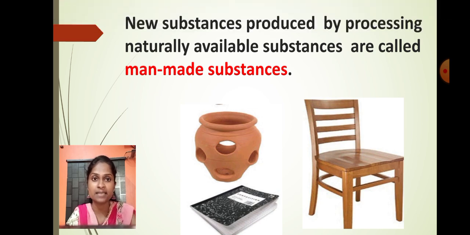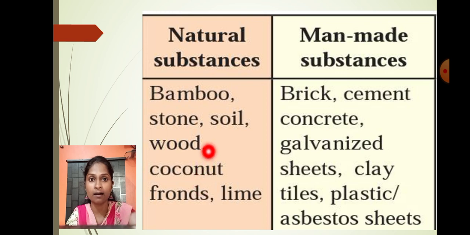For your better understanding, I have divided these things into two parts: natural substances and man-made substances. From this chart, you would be able to understand the difference. See here: bamboo, stone, soil, wood, coconut, lime. These are examples of natural substances as we get them directly from nature. And what are the man-made substances? Brick, which we use for construction, cement, concrete, galvanized sheets, clay, tiles, plastic, asbestos sheet. These are all man-made substances.